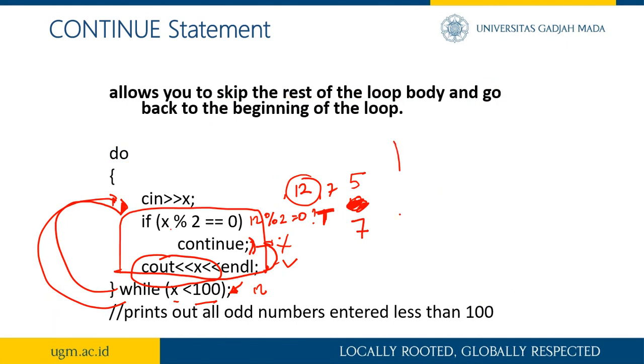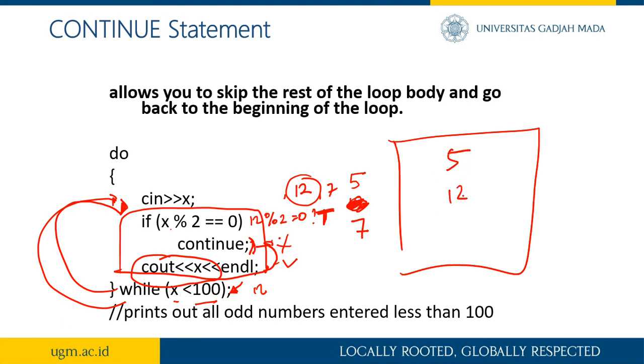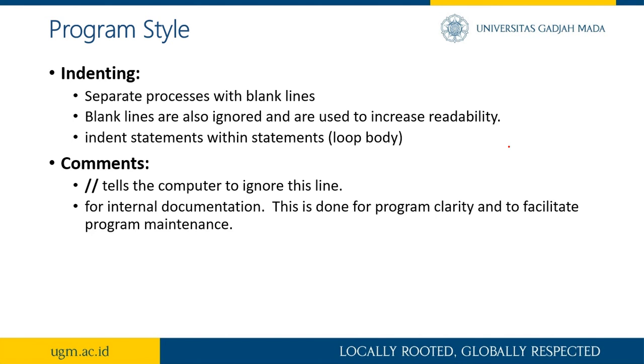So in the end, the result would be 5. The 12 is skipped because it can't reach the cout line, because the continue forces it to exit from its current loop and go into the next loop. And then 7 is okay because it skipped the continue, so it goes to the cout. So this is the result, 5 and 7.